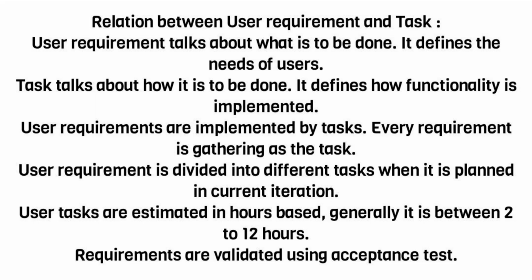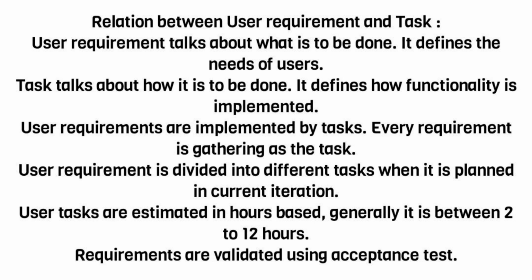Relation between user requirement and task. User requirement talks about what is to be done. It defines the needs of users. Task talks about how it is to be done. It defines how functionality is implemented. User requirements are implemented by tasks. Every requirement is gathered as a task. User requirement is divided into different tasks when it is planned in the current iteration. User tasks are estimated in hours, generally between 2 to 12 hours.